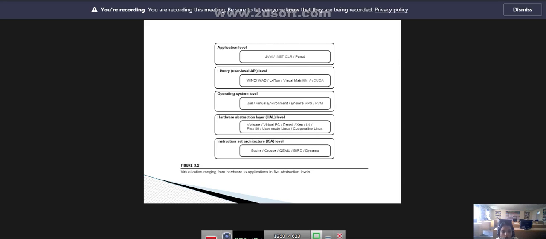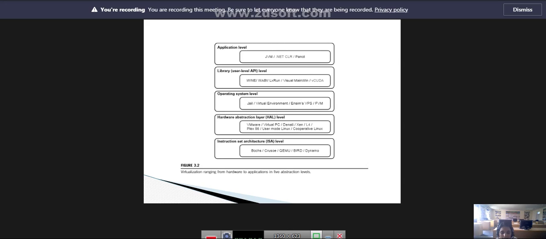The second one is the hardware abstraction level. It is performed right on top of the bare hardware and generates a virtual hardware environment for a virtual machine. The process manages the underlying hardware through virtualization. The idea is that a computer's resources, such as its processors, memory and input-output devices, are virtualized so that utilization by multiple users concurrently may be upgraded. This is called the hardware abstraction level.